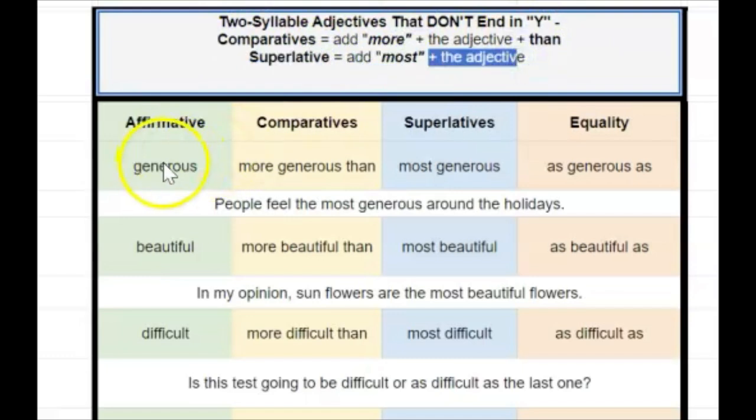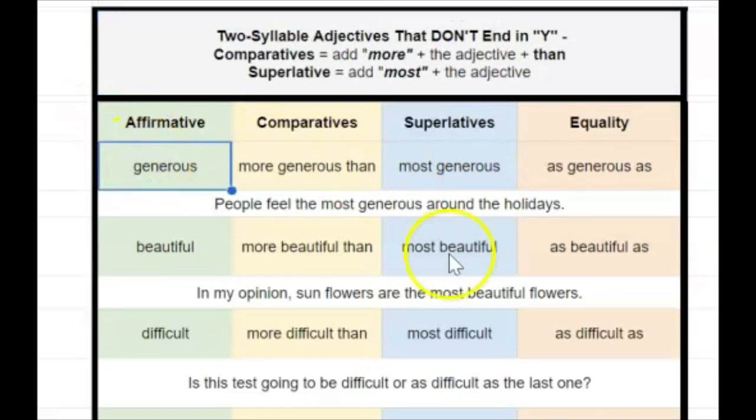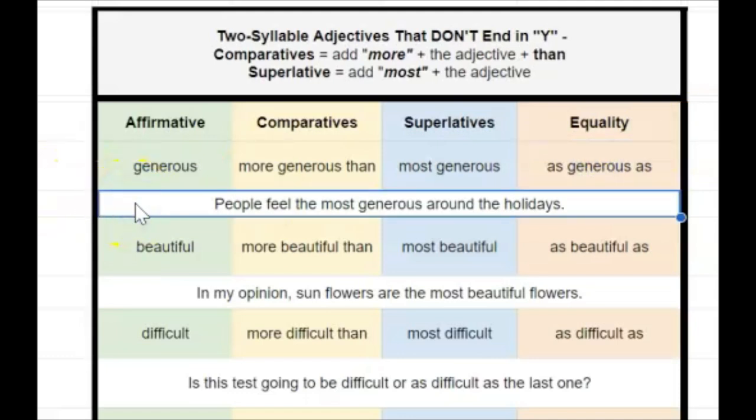So let's look at the first example in this category. Generous. The comparative is more generous than, because generous is 3 syllables. It doesn't end in Y. The superlative is most generous, and the equality is as generous as. The example sentence we see here is, people feel the most generous around the holidays, or holy days, maybe.